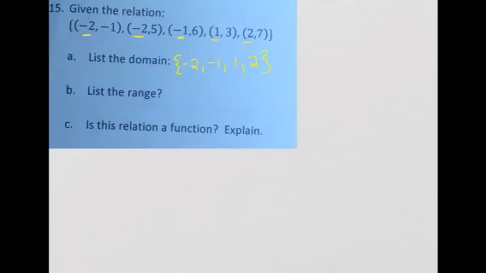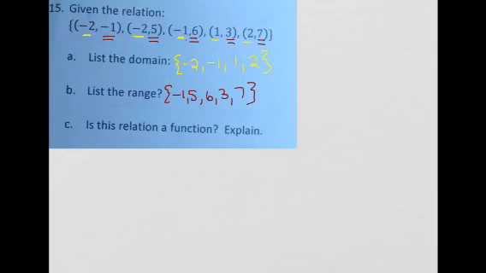The range, that would be the y values, the output. So that's this one, this one, this one, this one, this one. So I have -1, 5, 6, 3, and 7.